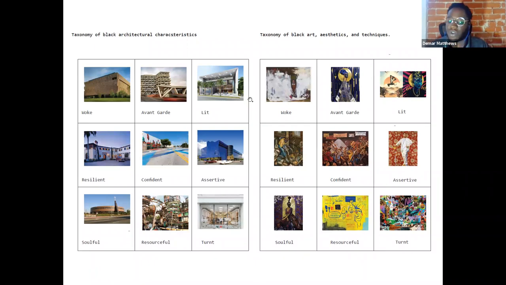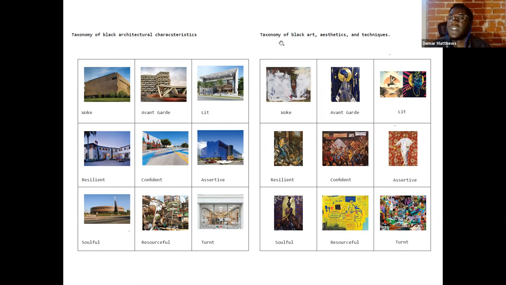So to be able to start to craft a Black aesthetic and architectural language that will come purely from Black aesthetics, from Black culture, which includes art, music, dance, hair, etc., I started to take these descriptive words that I would get from either Black artists or architects or writers or musicians, etc., that would describe Black people or Black culture, and I would just take that word and put it down. And then I would find an architecture by either a Black or African architect, and I would put that building there to give me a precedent or something. And that was my taxonomy of Black architectural characteristics that I was looking for.